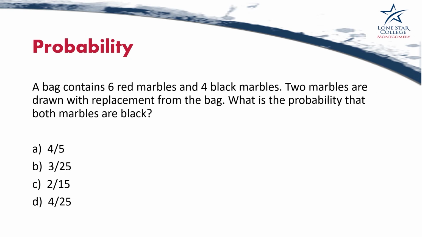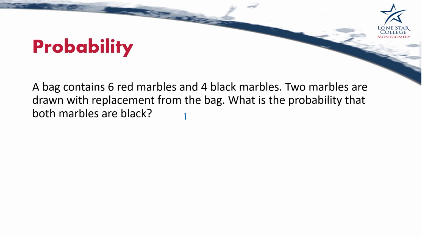Okay, so now we have another bag. This time we have 6 red and 4 black marbles. 2 marbles are drawn with replacement from the bag. What's the probability that both marbles are black? So you want to think about what is meant by with replacement. That means that in your first draw, you pull out whatever the marble is, then you put it back in for the second draw. Then you do the second draw. So we have 2 independent events of 2 draws.